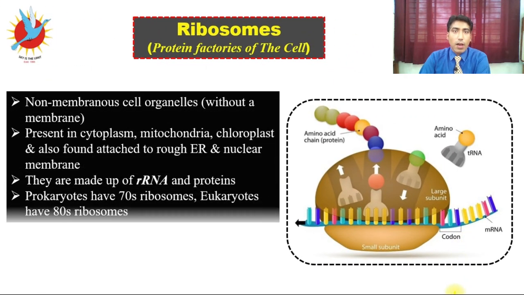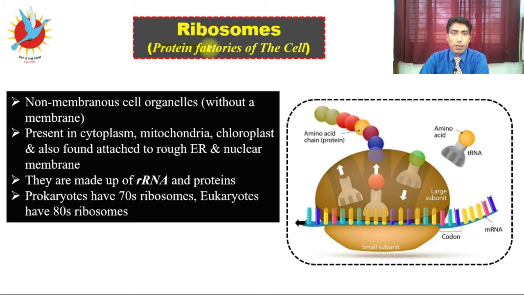Next cell organelles are ribosomes. Ribosomes are called the protein factories of the cell. These are the non-membranous cell organelles. They do not possess any cell membrane. They are present in cytoplasm, mitochondria, chloroplast, and also found attached with the rough endoplasmic reticulum and nuclear membrane. So they are located at many places inside the cell. They are made up of ribosomal RNA, rRNA, and proteins. In prokaryotes, ribosomes are of 70S type, while in eukaryotes they have 80S type of ribosomes.